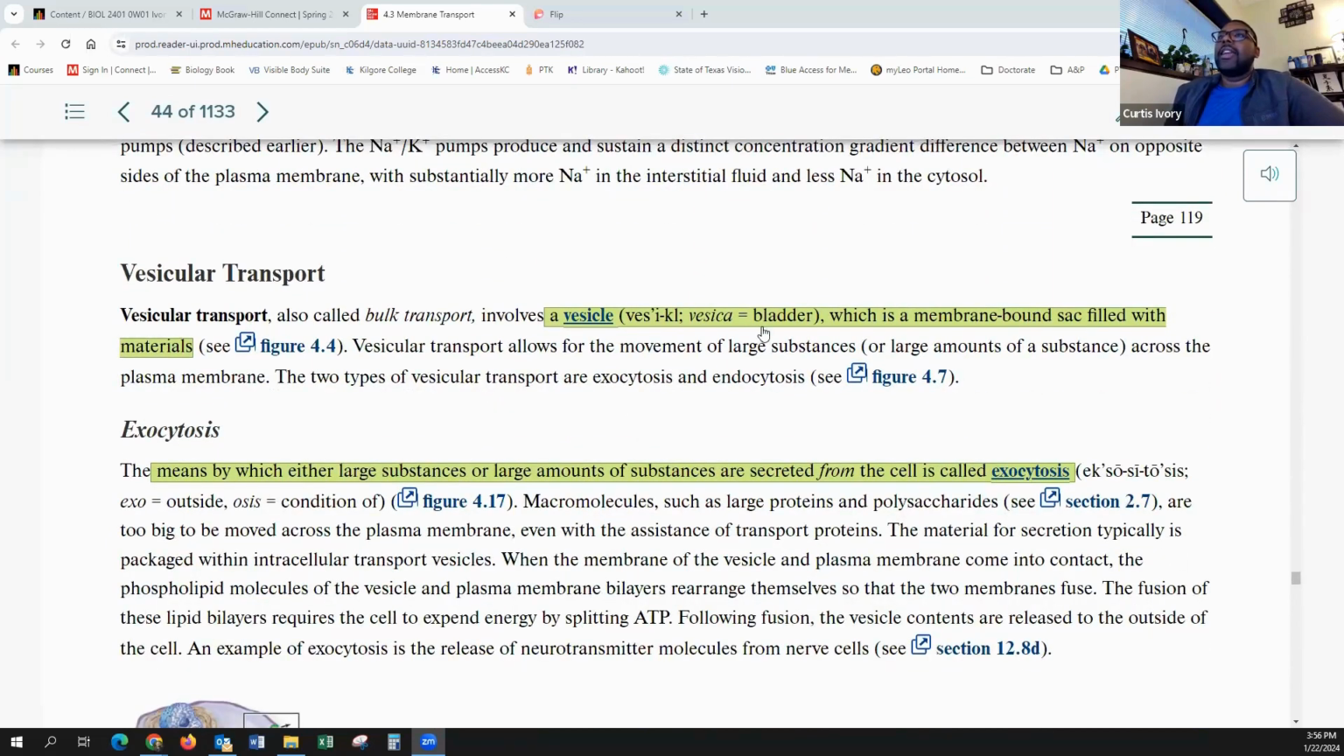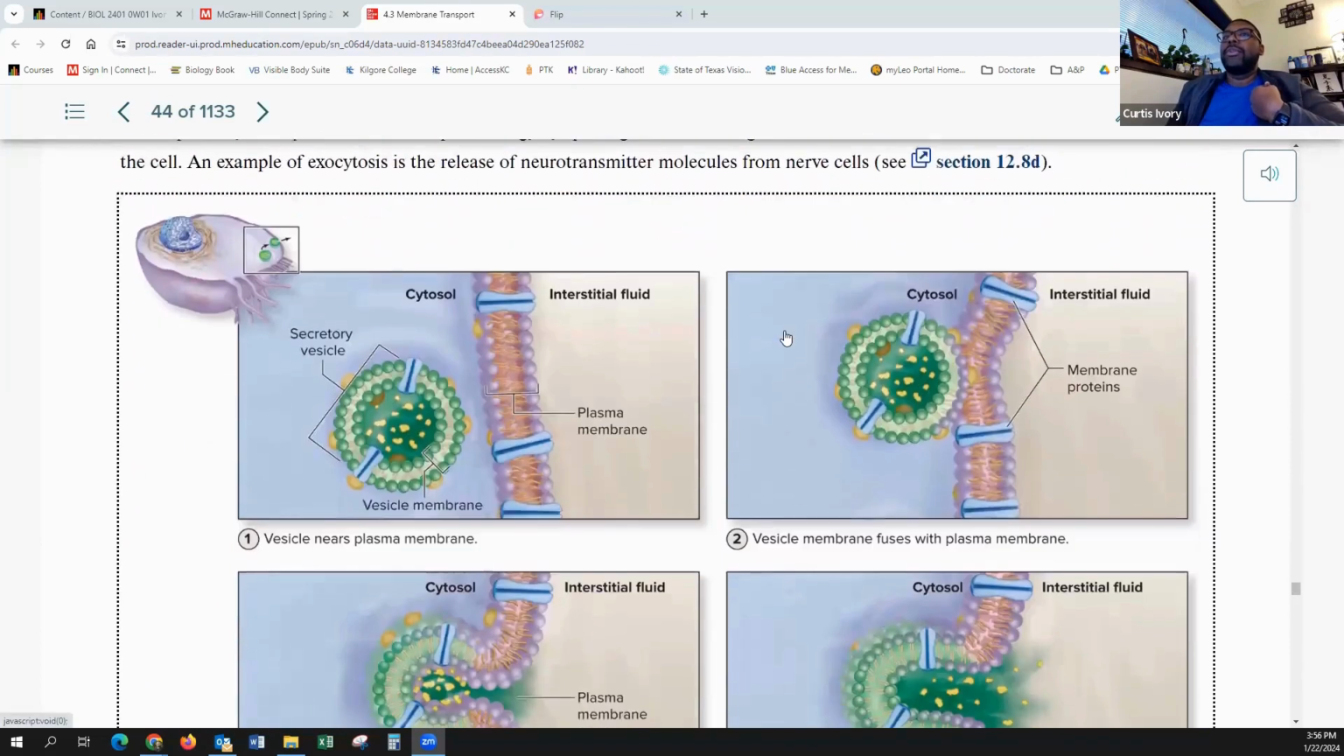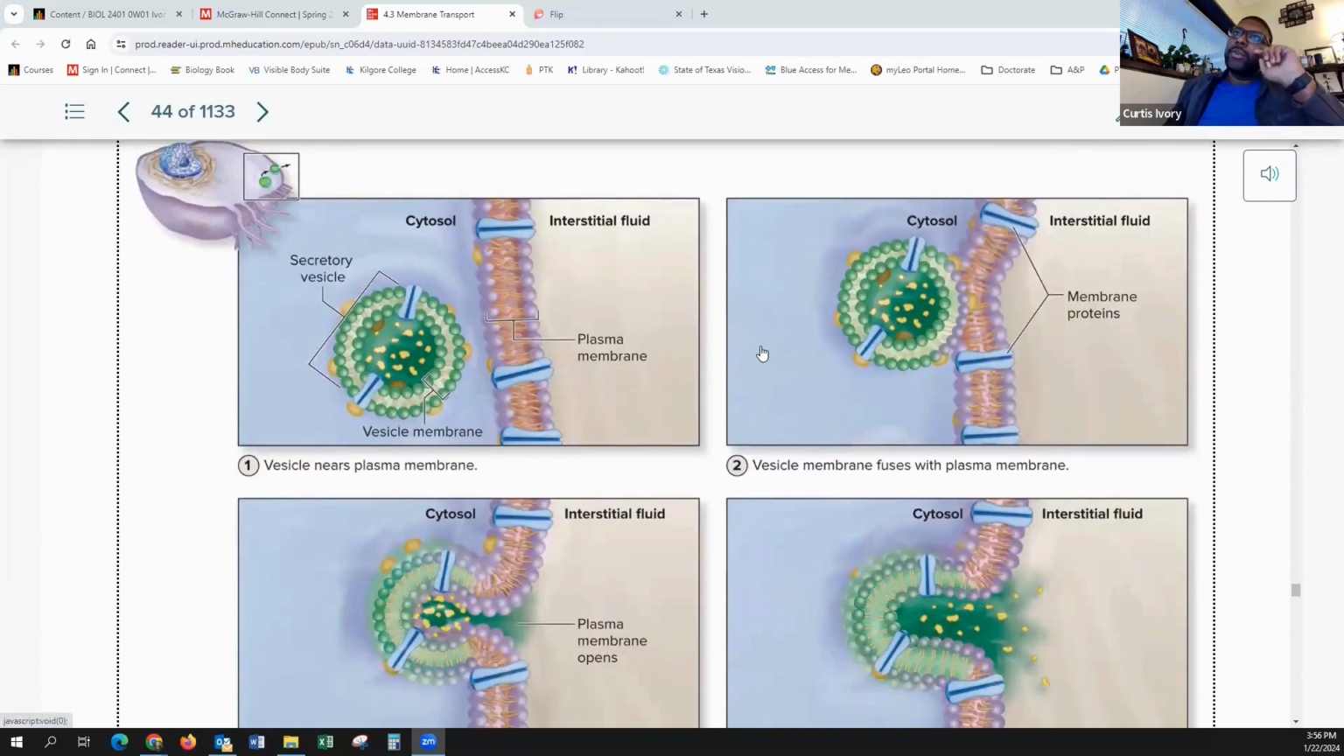Vesicles get their name from the Latin root vesica, which means bladder, because they can hold materials. This is actually pretty cool. To get stuff in or outside the cell, vesicles fuse with the membrane.